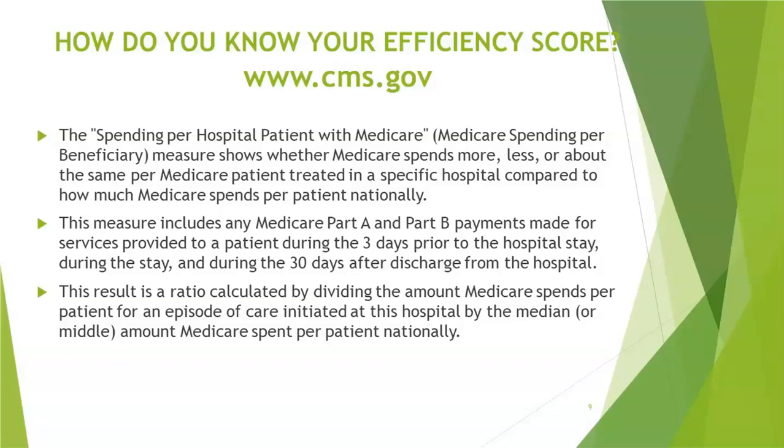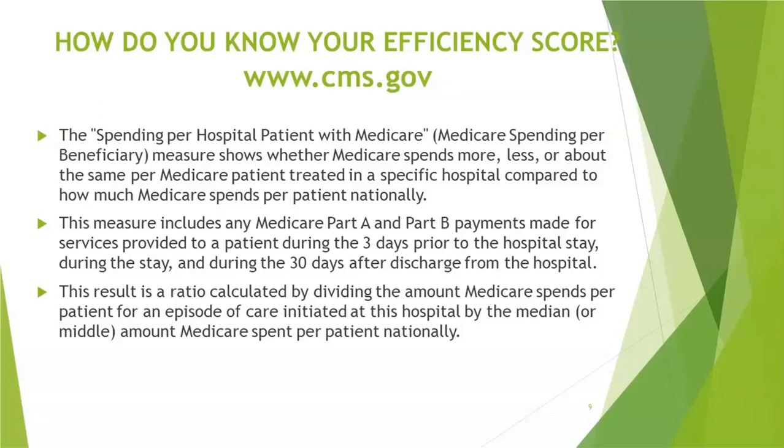So the spending per hospital patient under Medicare, or the spending per beneficiary, as it's called, looks at your hospital, whether it spends more or less or about the same as other Medicare patients treated in other hospitals nationally. So as we said, it includes Part A and Part B. So what they do is a ratio is calculated by dividing the amount your Medicare spends per patient for an episode of care initiated at your hospital by the median, or the middle score, amount Medicare spent per patient nationally.